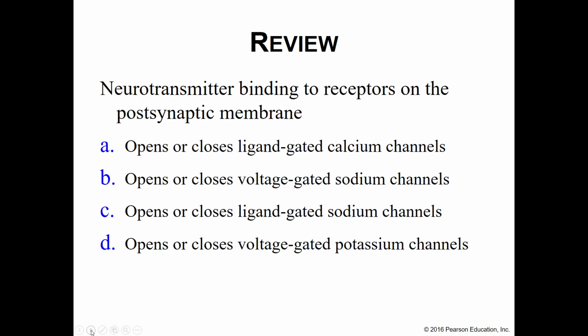Neurotransmitter binding to the receptors of the postsynaptic membrane causes what? And this is going to be a little different than the neuromuscular junction because it can be an inhibitory or an excitatory signal. So it opens or closes ligand-gated sodium channels. So it can stop an action potential or it can begin an action potential, because the nervous system has both excitatory and inhibitory signals, as we talked about last week and as we'll look at in the next video.